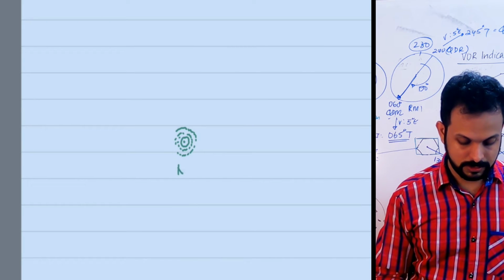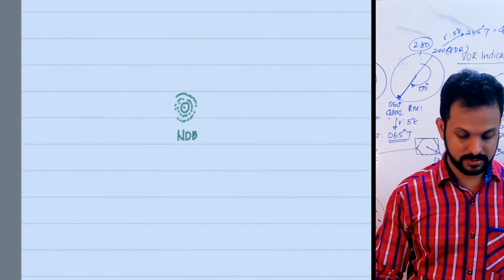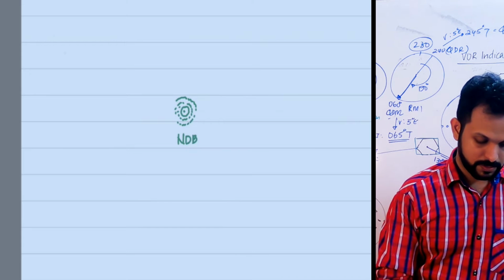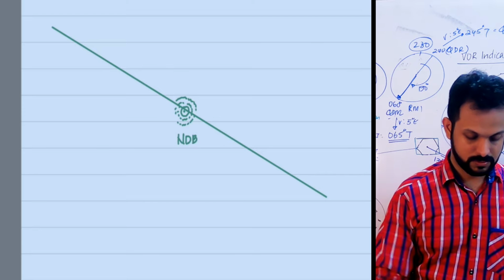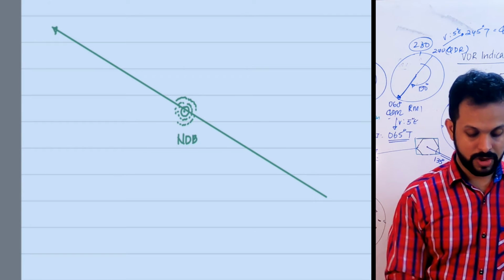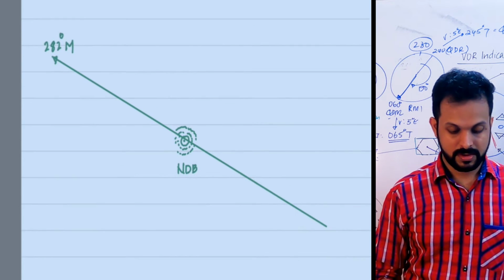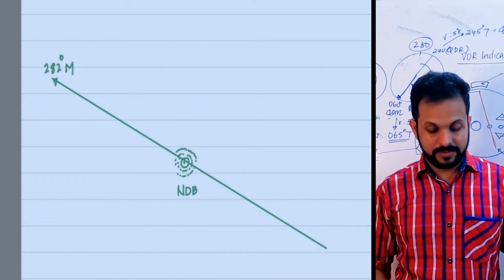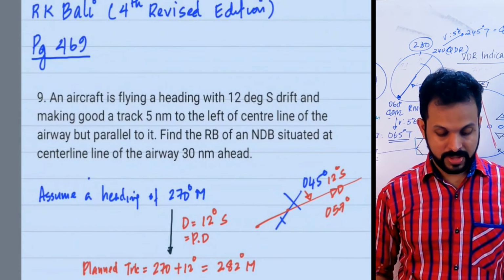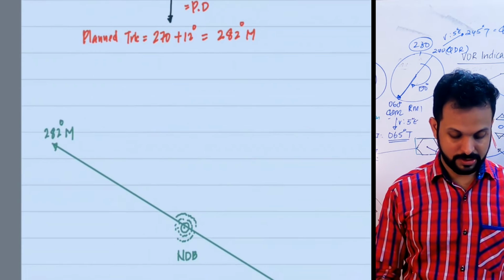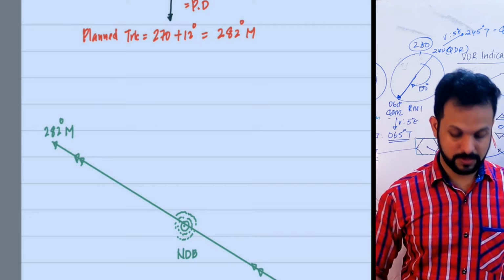Right, so this is the NDB. We're looking at a track of 282 degrees. So let's draw the track straight. So this is a track of 282 degrees magnetic, right? Now, we have the NDB in place, we have the track drawn in place. Now, if you look at the question here, even though this is your planned track, which is usually indicated using a line with two different arrows.